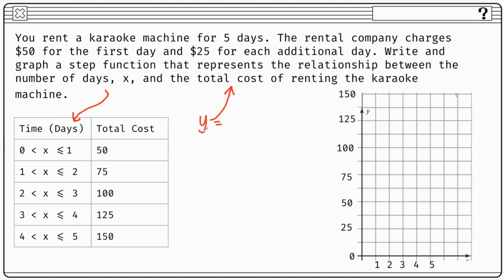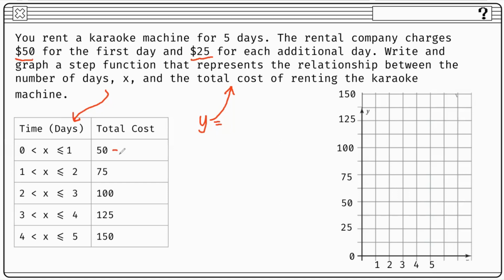Right now that might seem a little bit confusing, but I'll go ahead and explain how I got these values. So looking at our information, we know that we're going to rent a karaoke machine for 5 days. So we want to write a relationship for x until x hits 5. And the rental company charges $50 for the first day and $25 for each additional day. So for the first day, to represent your relationship between the number of days, as long as x is greater than 0 days, but it's less than or equal to 1 day, your total cost is going to equal 50.